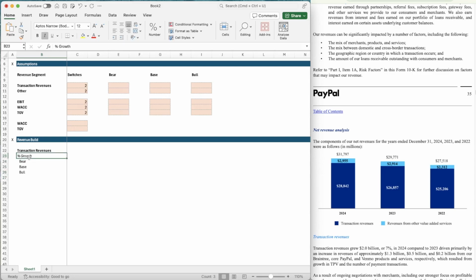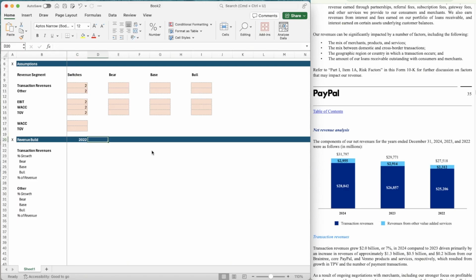Then those slightly up here and put percentage of revenue. That one isn't that important here, especially as it's only two revenue segments. We can quite clearly see what the breakdown is.